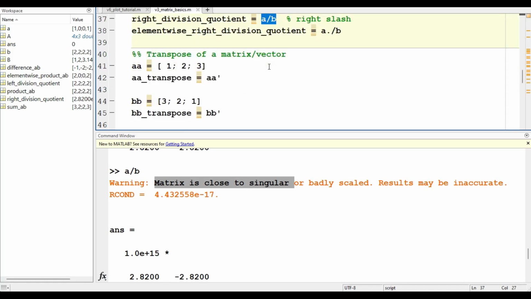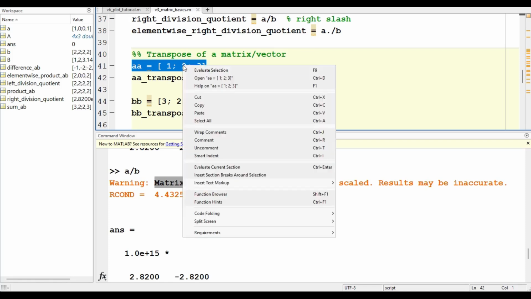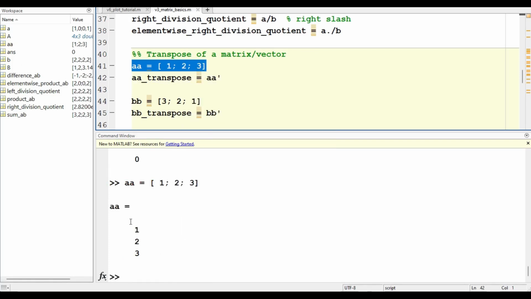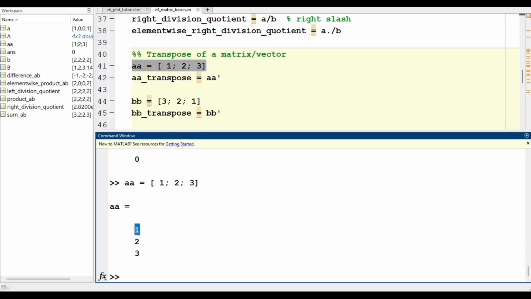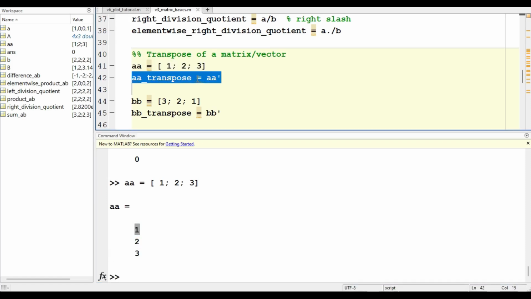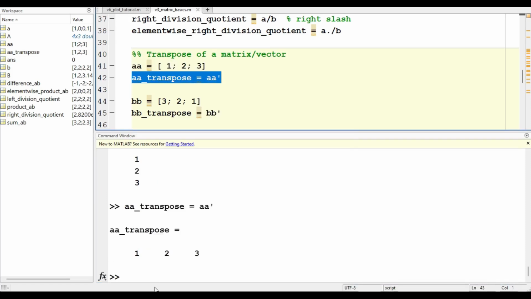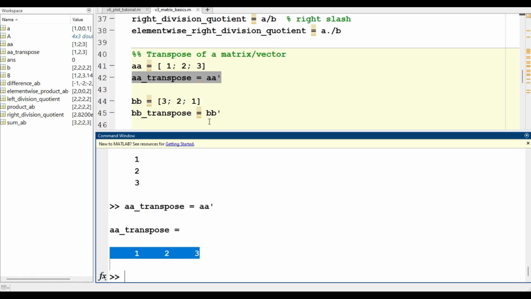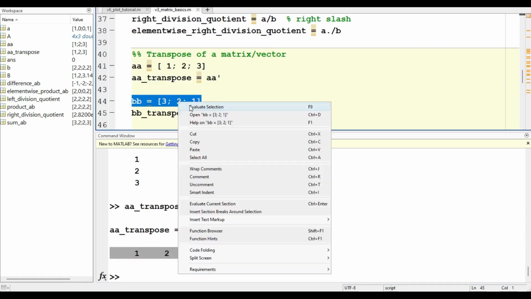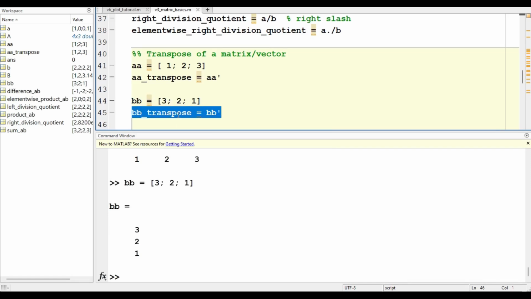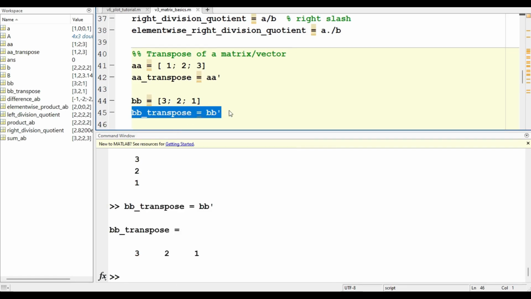Okay. Now the next operation is the transpose of a matrix or a vector. So we are simply taking the transpose of a vector for our example. If we evaluate this section, it is a vector, it is a column vector. Now when we do a transpose of it, the column gets converted to a row vector. This is how it happens. So we see that we have a column vector, and when we find its transpose, we have a row vector.